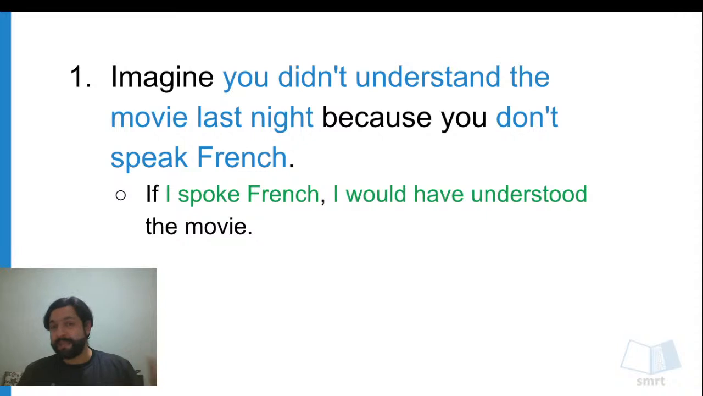So we can say, if I spoke French, I would have understood the movie. If I spoke French, I don't, I would have understood the movie. I didn't. So we are contrasting this: a present conditional and a past result. The present conditional is, I don't speak French. If I spoke French, I would have understood the movie last night.